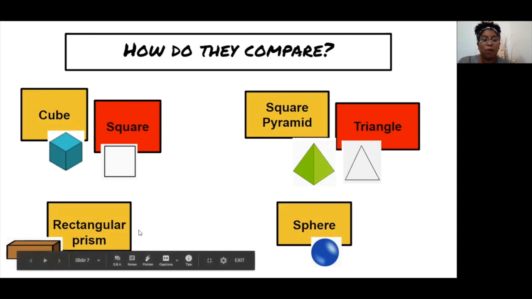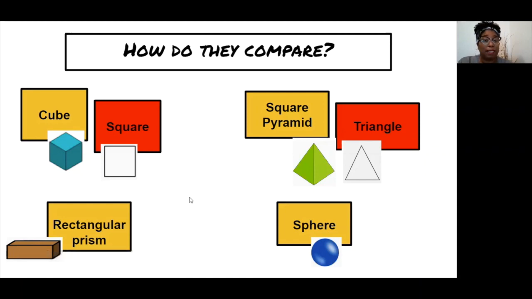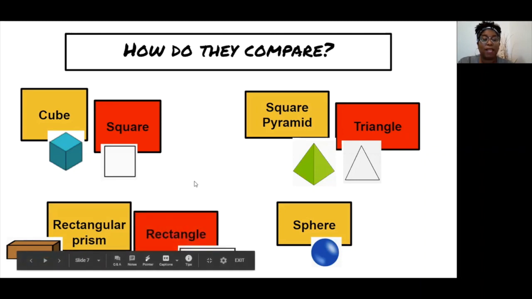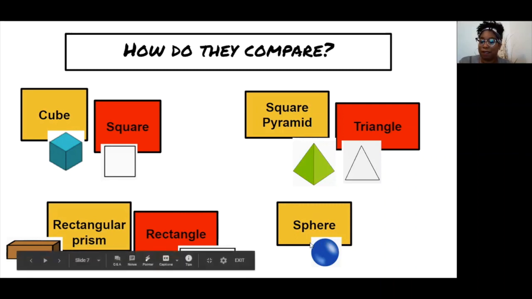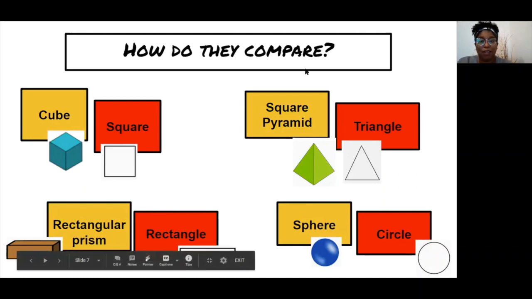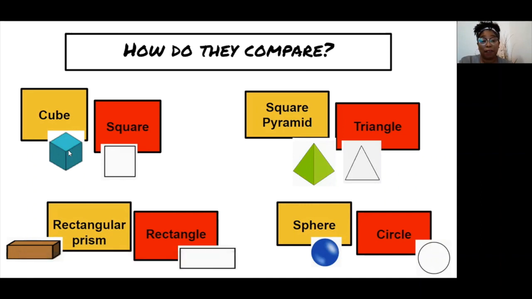Which plane shape do you think is most like the rectangular prism? Rectangle. You're absolutely correct. Do you see the similarities and differences between the prism and the rectangle? And how about the sphere? You guessed it, a circle. A circle is most like the sphere. You're absolutely correct. So here we have solid figures and here are the plane figures.